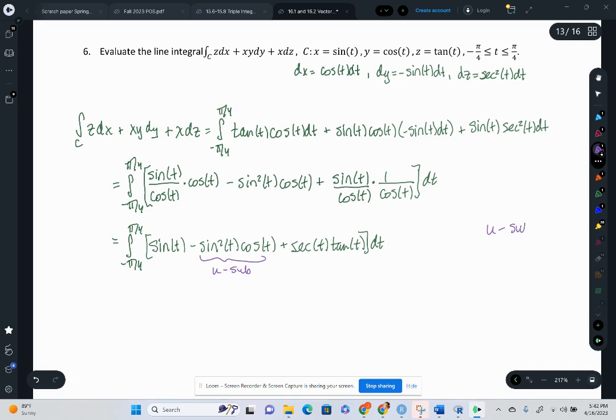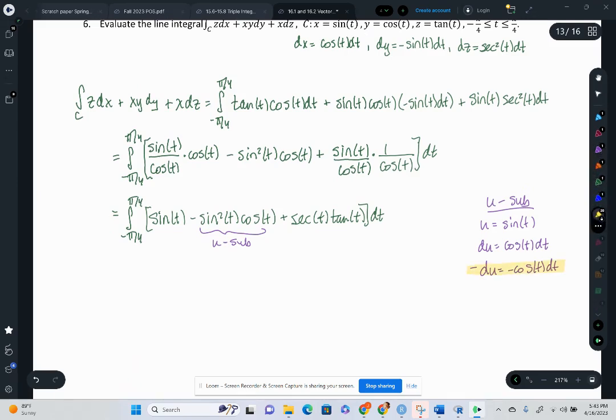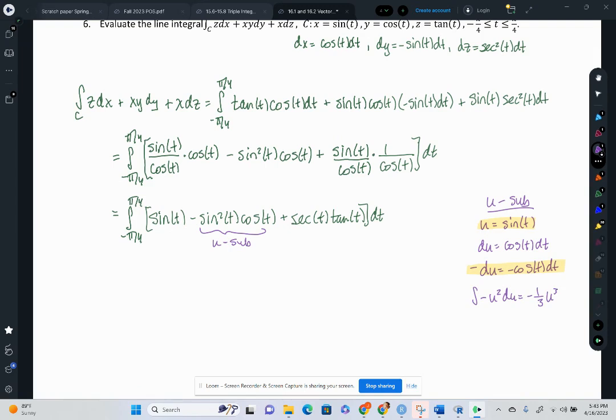My u sub, u is equal to the thing being squared, so that'll be the sine of t. Du is going to be cosine of t dt. I have a minus sign there, so I'll replace it. Minus du will be minus cosine of t dt. So I have a perfect replacement, minus sign and all. So this is the integral of minus u squared du, which gives me a negative 1/3 u cubed. Okay, let's go ahead and put that in.